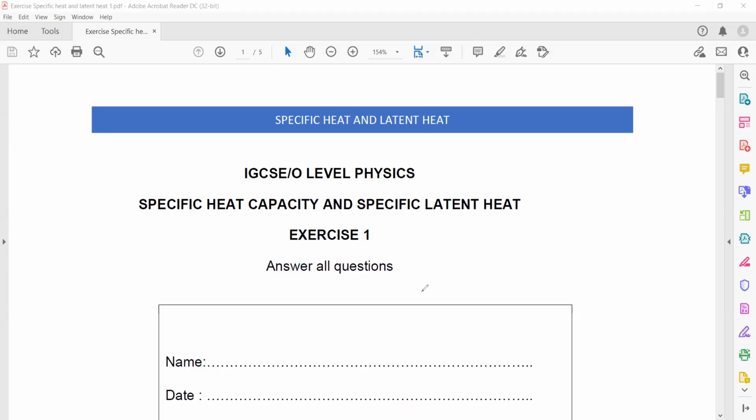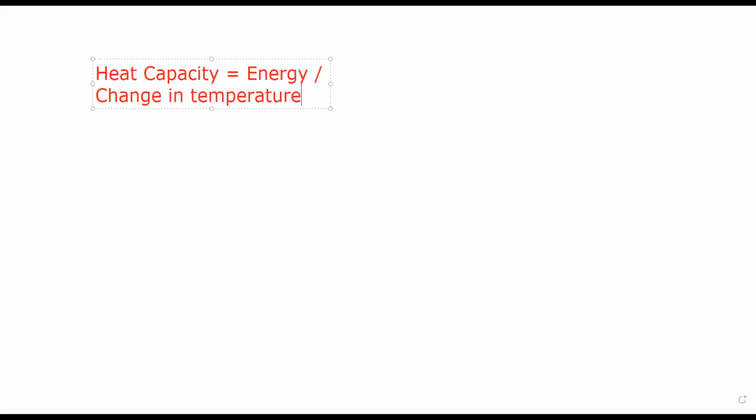In this session, we will do questions related to specific heat capacity and specific latent heat. Before we start, I want everyone to recall the formulas which we can use. For example, the heat capacity or thermal capacity is energy divided by the change in temperature.